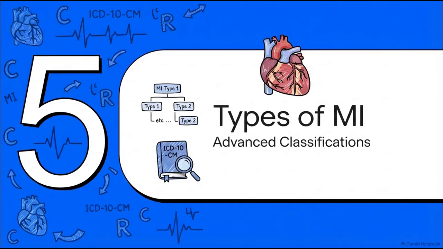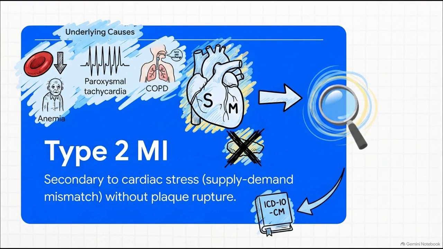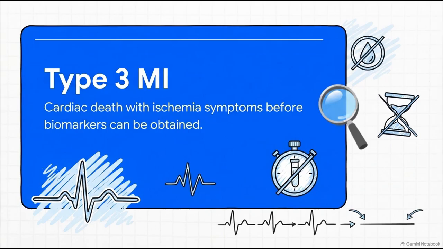Section 5. Advanced MI classifications. Categorizing the finding. All right, let's refocus and see how this biomarker evidence builds into our specific ICD-10-CM classifications. First up is the type 2 MI, coded as I21.A1. This occurs secondary to cardiac stress due to other causes. It's a classic supply and demand mismatch. There's myocardial necrosis, but without atherosclerotic plaque rupture. The vital coding rule here is sequencing. You must code the underlying cause first, such as anemia, paroxysmal tachycardia, or COPD, and follow that with the type 2 MI code.